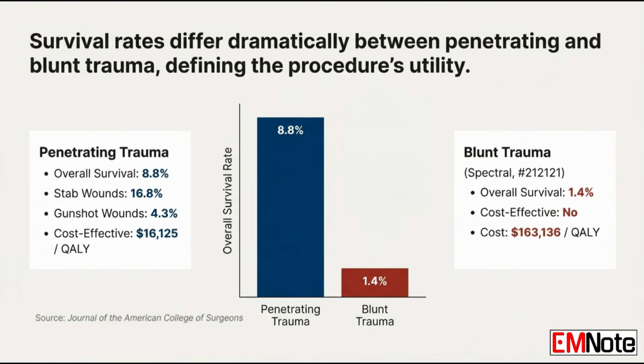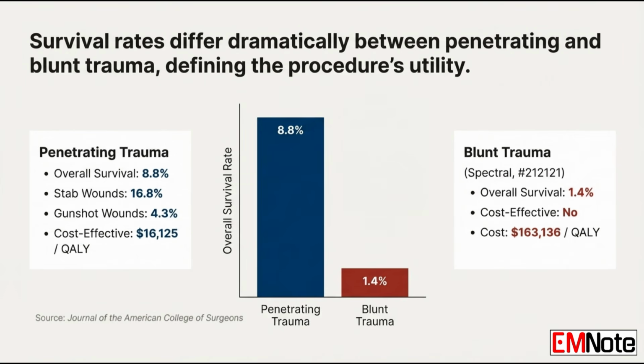And this all extends to cost, too. The sources looked at cost effectiveness using quality-adjusted life years, or QALYs. Right, and the QALY data just reinforces the physical data. For penetrating trauma, the procedure is considered very cost-effective. It's about $16,000 per quality-adjusted life year gained. Which in healthcare is a pretty good number.